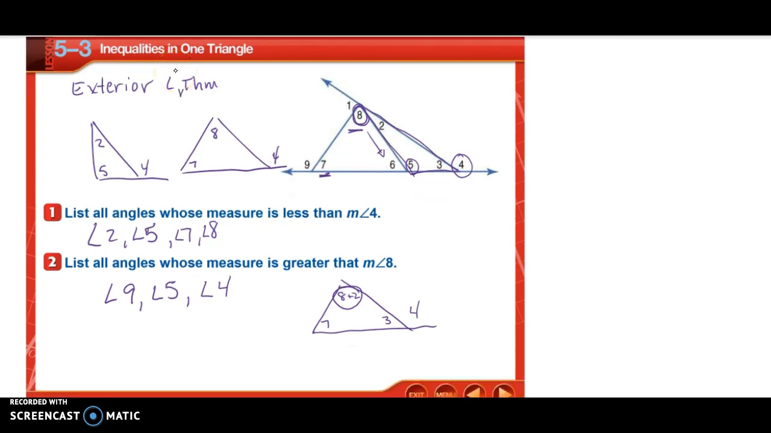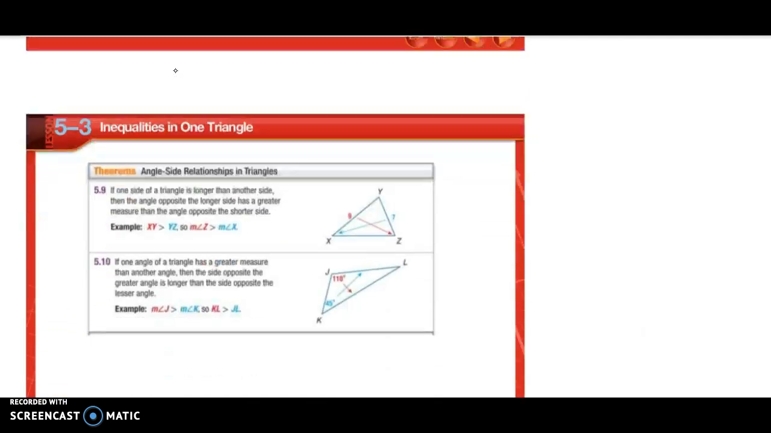And I should clarify that this is the exterior angle inequality theorem. So on these, even though angle 3 does look like it's smaller than angle 4, we're doing this all just by the exterior angle inequality theorem. So it has to be proved by that theorem, nothing else.